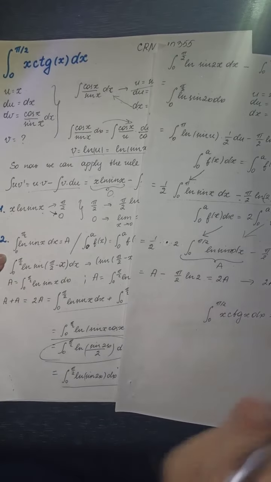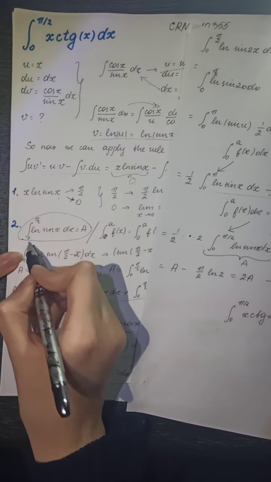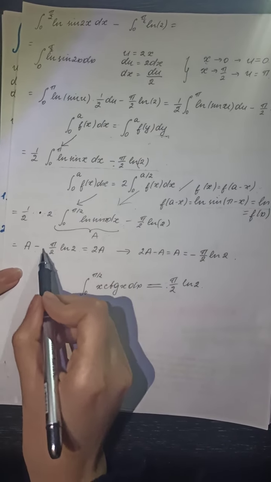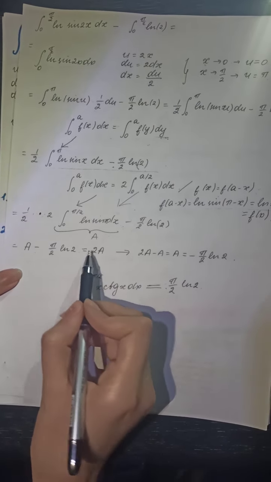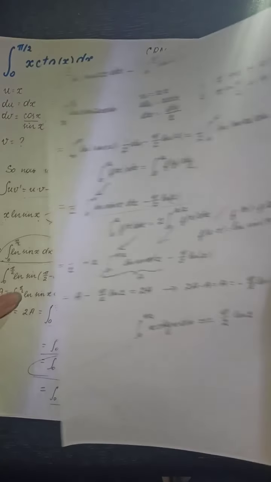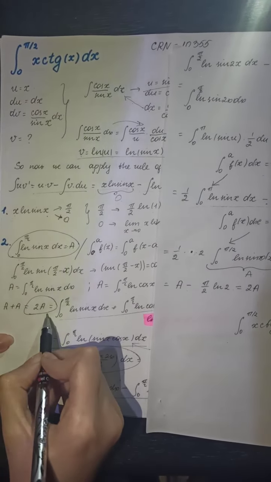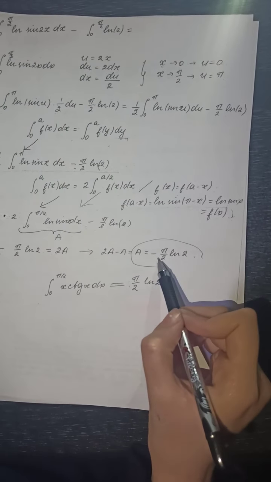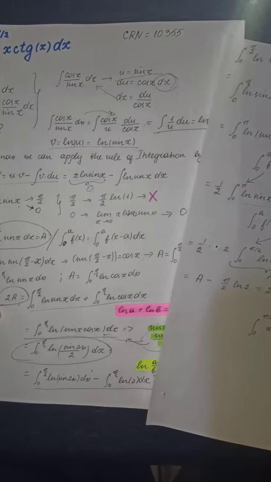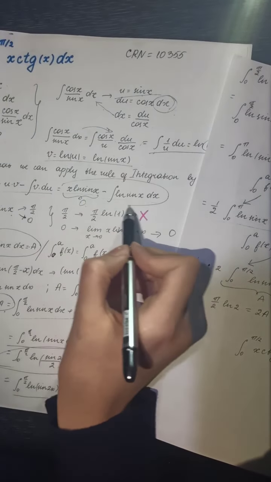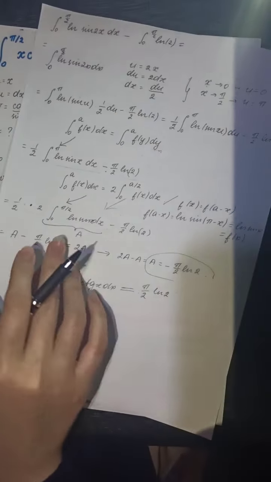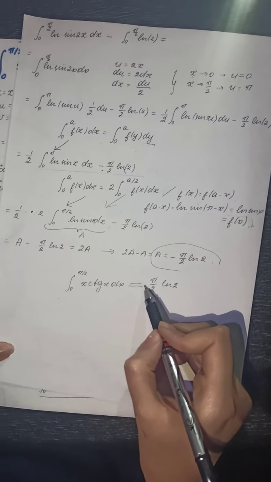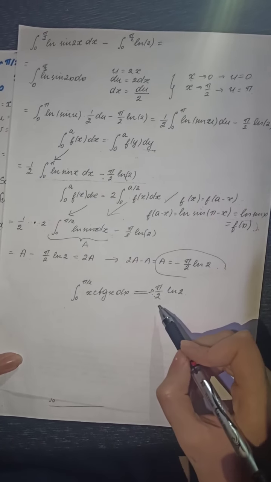From this expression, we called this, as you remember, a. That's why we can easily see that this is a. A minus pi over 2 ln 2 is equal to 2a. Why 2a? Because we put it here 2a. So a equals minus pi over 2 ln 2, and we remember that our expression was like this, and this is minus, so it makes it a positive number. That's why the answer is positive pi over 2 ln 2.